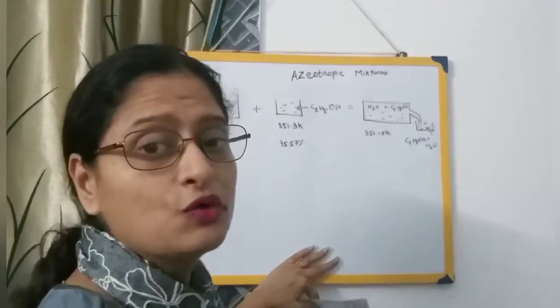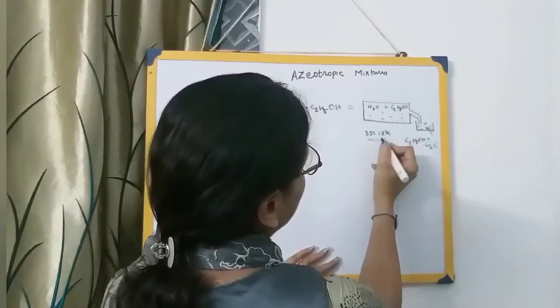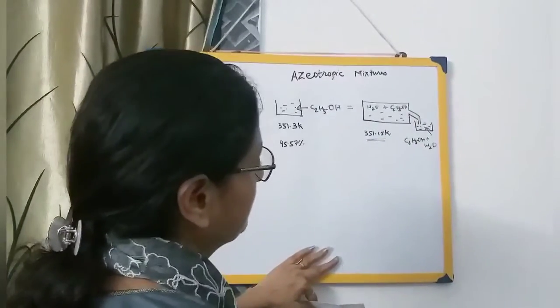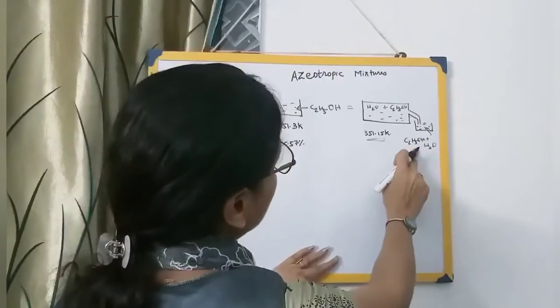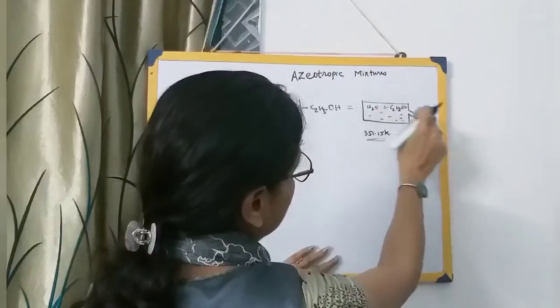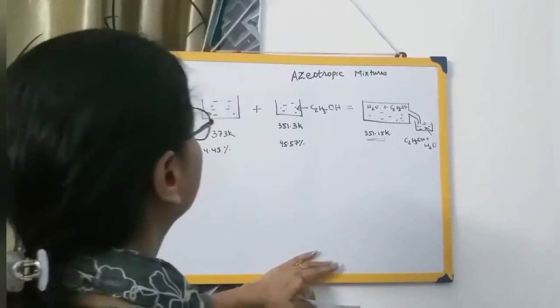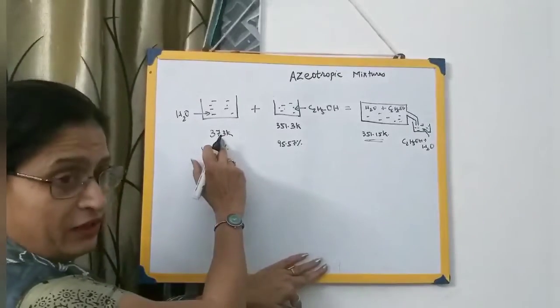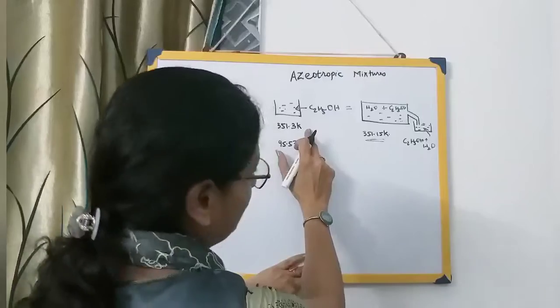Why are we not able to separate by fractional distillation? Because after it reaches this boiling point, the composition remains the same. The composition does not change. Whatever the composition is over here, the same composition is over here. At the same time, the boiling point of water is 373 Kelvin and the boiling point of ethyl alcohol is 351.3 Kelvin.